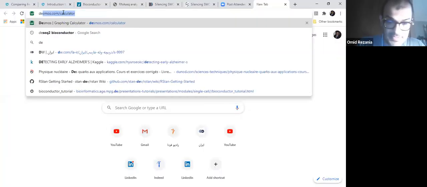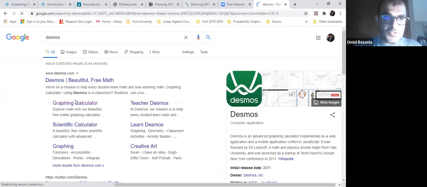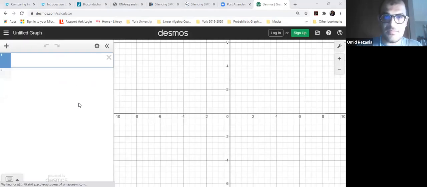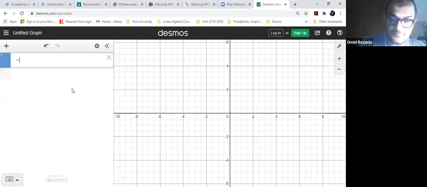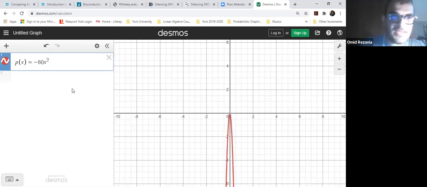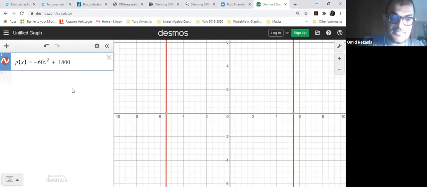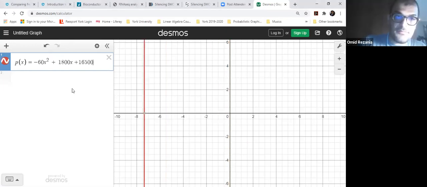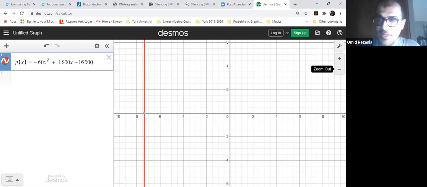Okay, let's go to the Desmos. That's what we use for some of the graphics of the course. We had P of X, which is the profit, equals minus... guys, can you please someone read that equation for me? Minus 60x squared plus 1800x plus 16500. Okay, it seems that the plot, guys, look at that.